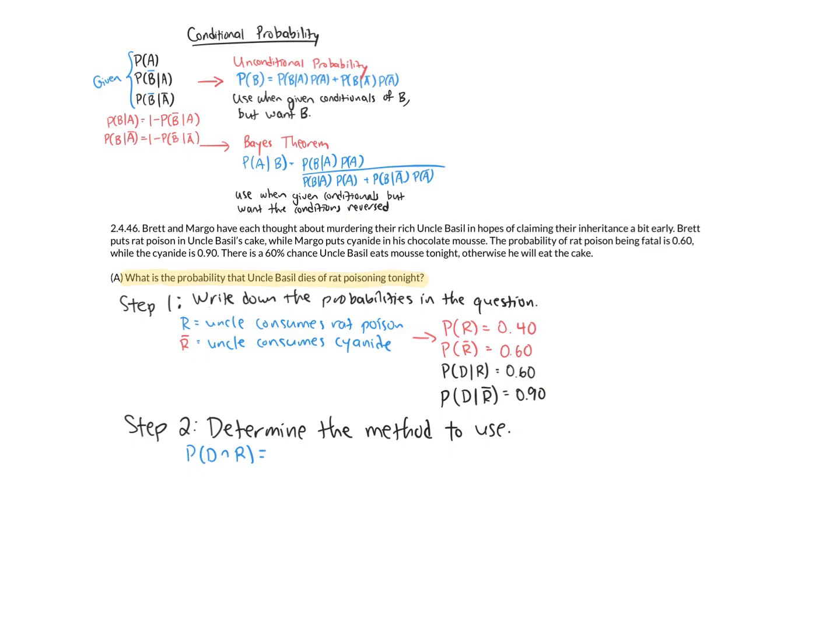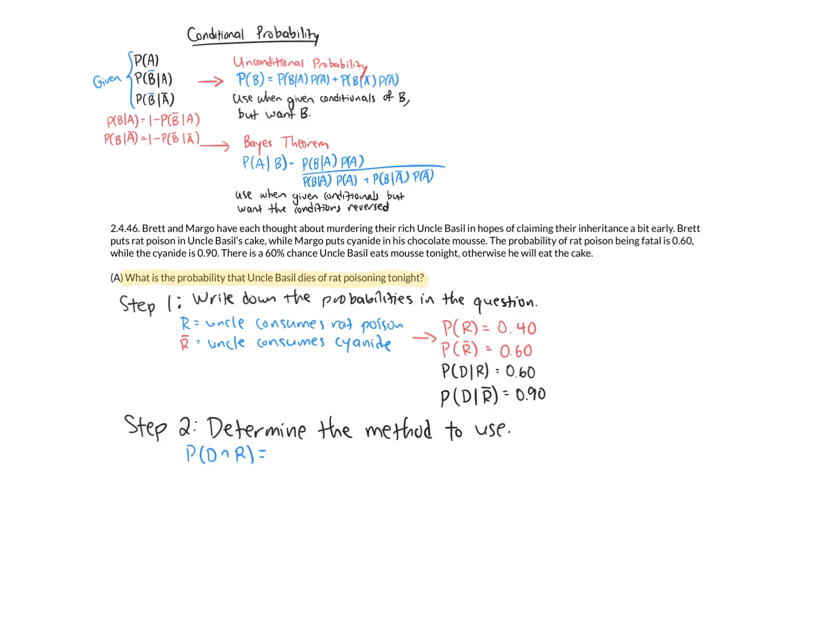Now we move on to the question. What is the probability that Uncle Basil dies of rat poisoning? So what does that mean? That's the probability of death and rat poison.